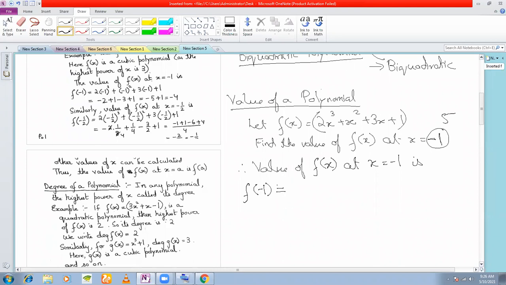And how do we get the value? You simply put it in the polynomial: 2 times minus 1 cube plus minus 1 square plus 3 times minus 1 plus 1, putting x is equal to minus 1 instead of x. You simplify this to get minus 4. So the value of f(x) at x is equal to minus 1 is f(minus 1), which is equal to minus 4. Similarly, if I want to find out the value of the same polynomial at x is equal to minus half.